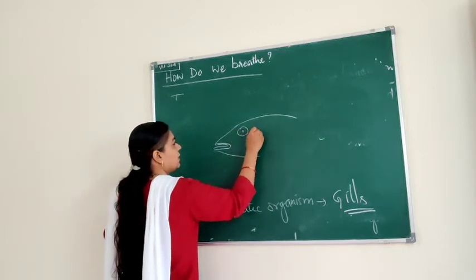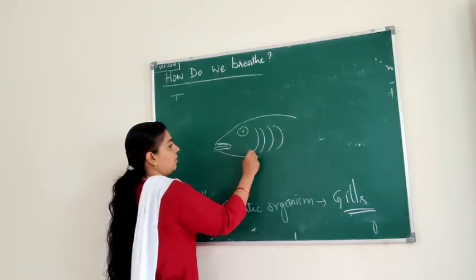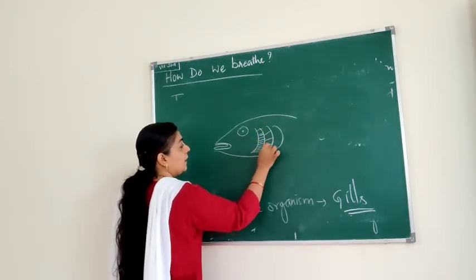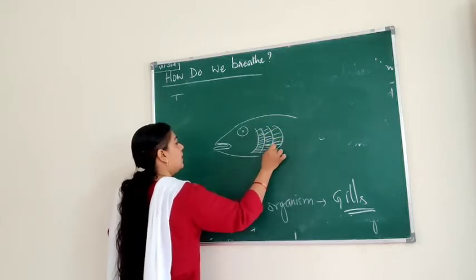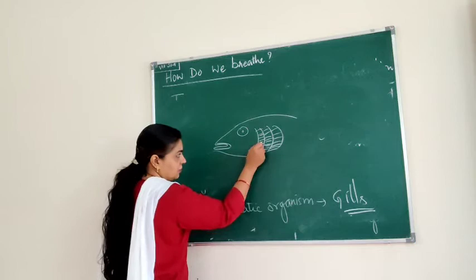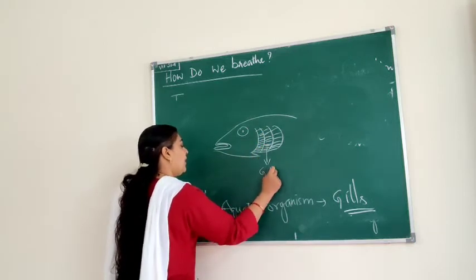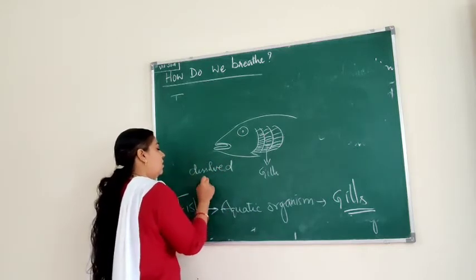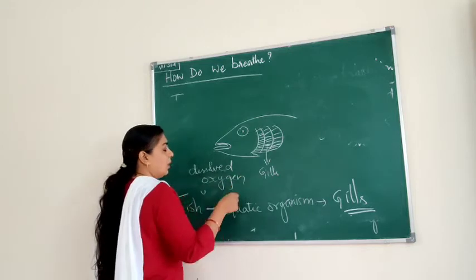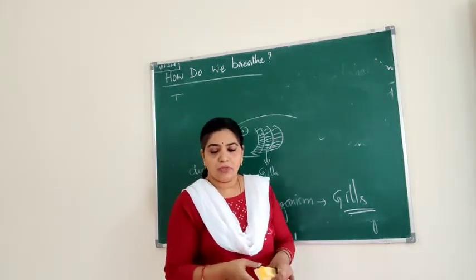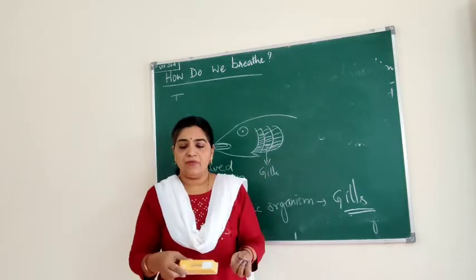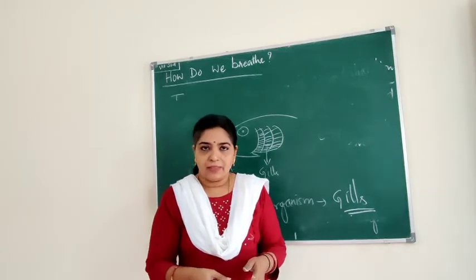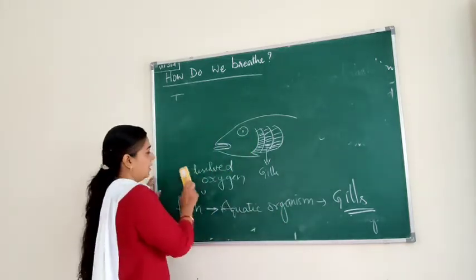If you open that covering, that chamber, on some fish, that is called the operculum, so that you can see this structure. This is actually gills. And you know very well, aquatic organisms absorb dissolved oxygen directly from the water. Gills are surrounded with blood vessels, capillaries, and from the gills the blood will absorb the oxygen. So that's about the fishes.